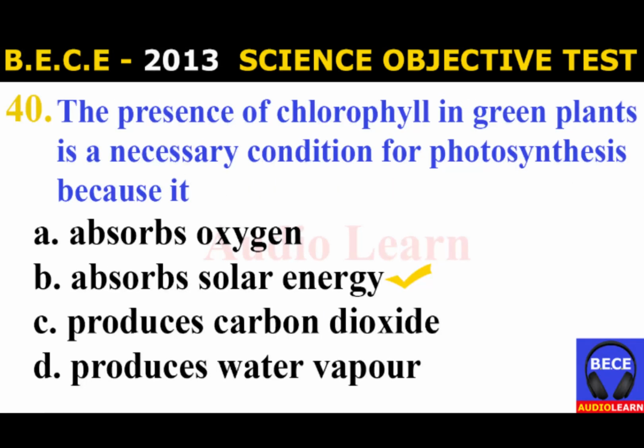Number 40. The presence of chlorophyll in green plants is a necessary condition for photosynthesis because it A. absorbs oxygen, B. absorbs solar energy, C. produces carbon dioxide, D. produces water vapor. And the answer is B. Absorbs solar energy. The presence of chlorophyll in green plants is a necessary condition for photosynthesis because it absorbs solar energy.